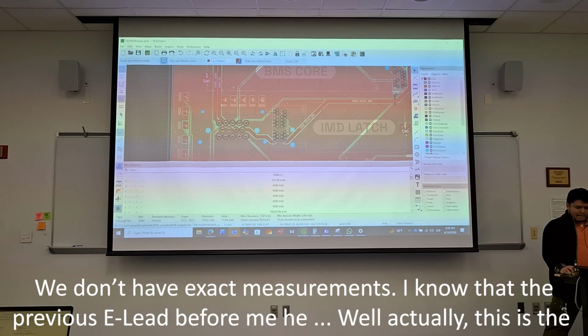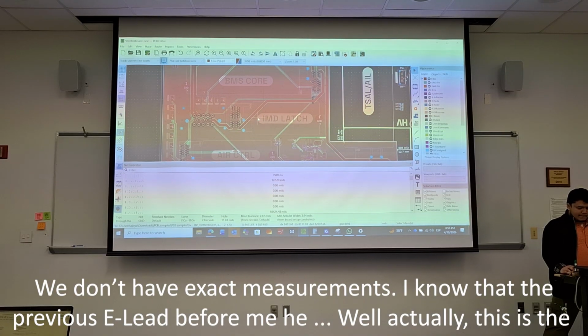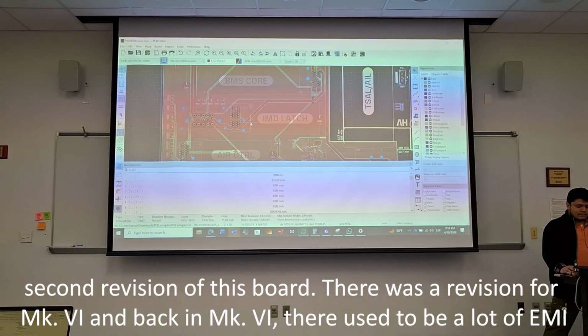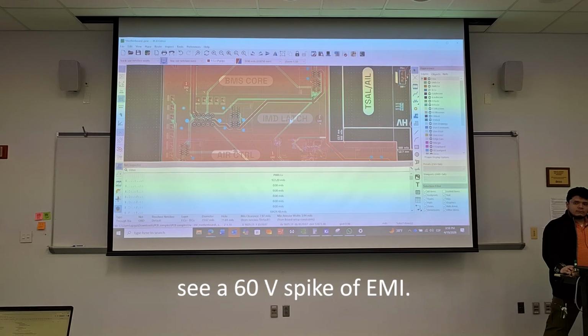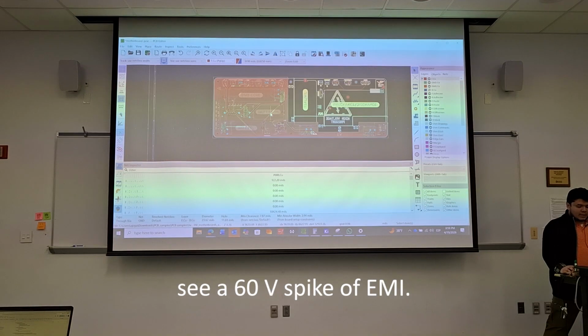We don't have exact measurements. I know the previous elite before me, actually, this is the second revision of this board. There was a revision Mark 6, and back in Mark 6, there used to be a lot of EMI issues where if you stuck out an oscilloscope probe like a circle like this, you could see like a 60-volt spike in EMI.